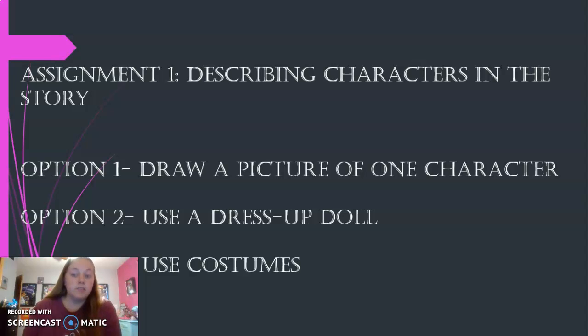Option 2 would be using the dress-up doll. So they can bring a dress-up doll, and they can dress it up how they pick a character, and then dress it up how they think that character looks in real life. And then they could also describe that character to me as well.